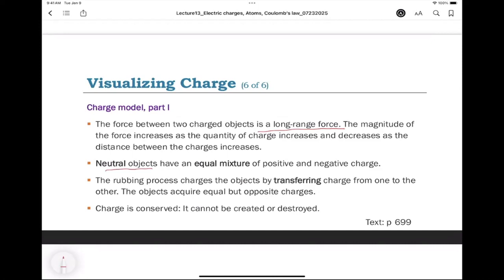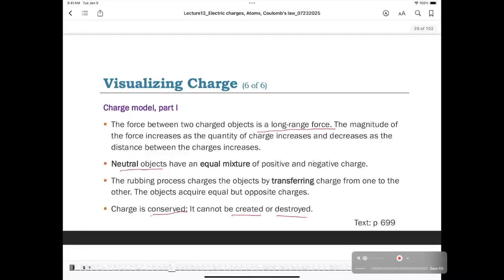The rubbing process charges objects by transferring charge from one to the other, so the objects acquire equal but opposite charges. Charge is conserved. It cannot be created or destroyed. It can just be transferred.